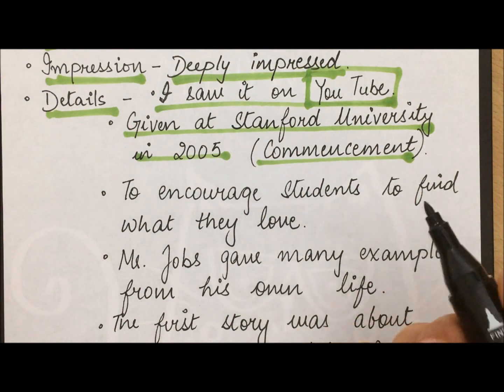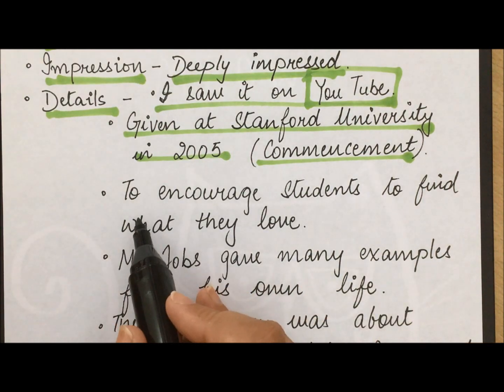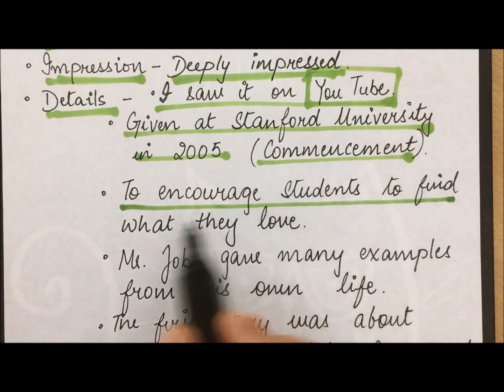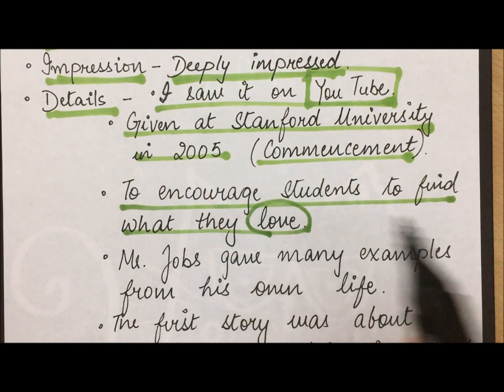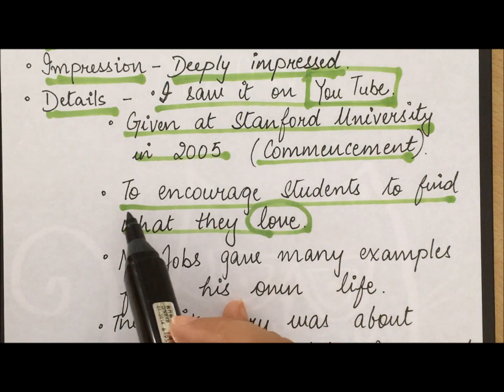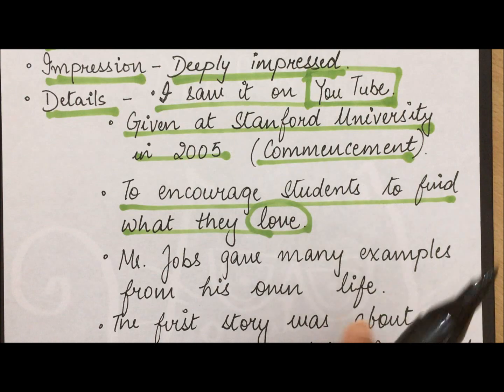Then, I really liked this speech. The question was, why did you like or dislike it? So we are saying we liked it. So I really liked this speech because it was given to encourage students to find what they love. So I am also a student and it was very motivating for me as well. That is how you can say it. So I really liked this speech because it was given to encourage students to find what they love.